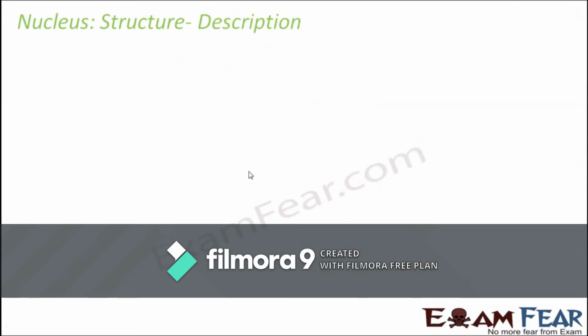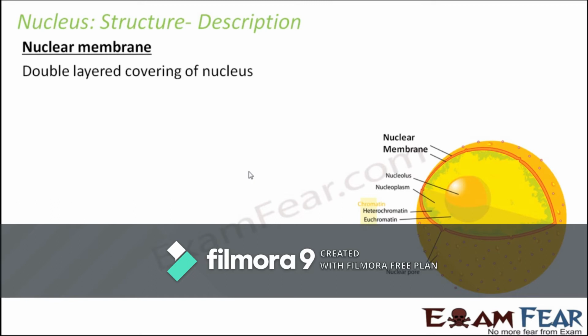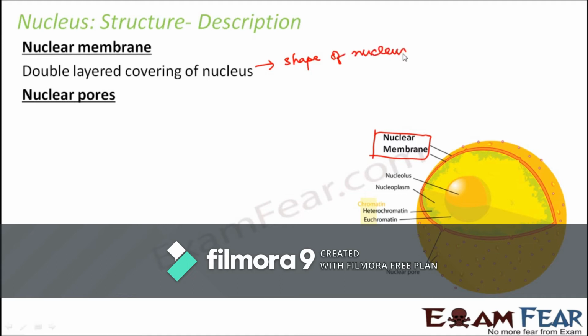So now let us quickly describe each of the parts in more detail. Whichever part we discussed in the last slide, we will now discuss them in more detail. So let us start with the nuclear membrane. As I said, it is a double layered covering of nucleus. Here in the picture you can very clearly notice the double layered nuclear membrane. See that there are two lines. These are the two layers of the nuclear membrane. The next thing is the nuclear pores, and as I said, it helps to maintain the shape of nucleus. So it gives proper shape to the nucleus.